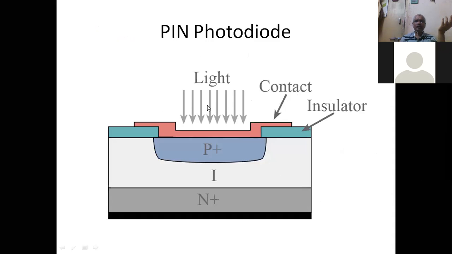Now this is the construction of the photodiode. Photodiodes can be constructed by two ways. One is called as the PIN module. So this is PIN photodiode.